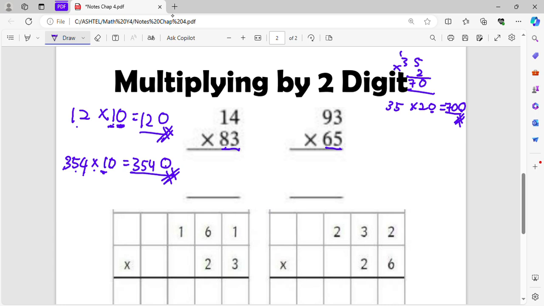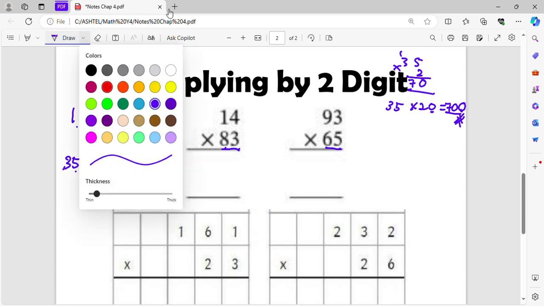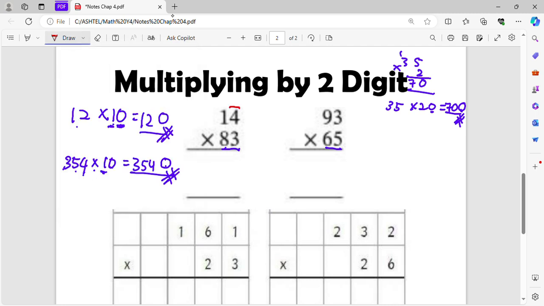Alright, now let's look at this question here. This question here, 14 times 83, as you can see, we don't have any zeros at the back. So how do you solve this? This one is a bit more calculation. First thing you do, same thing, always start from the numbers at the back. So it will be 4 times the 3 first. 4 times 3, you will get 12. So you just write 1 and 2 at the bottom.